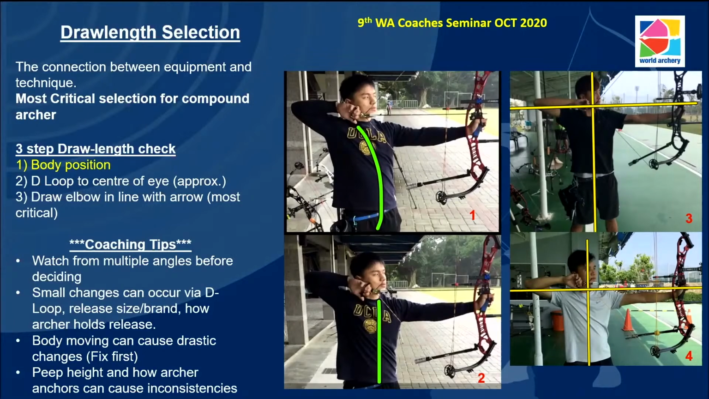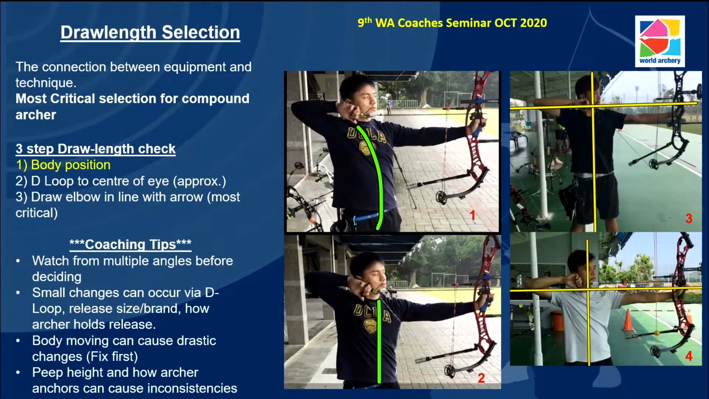The 3 areas that I look for is that first, their body position. So this series of images is talking about the athlete's body position. You will see in image number 1 and number 2, the same athlete pulling back their bow. And you can see in image number 1 that that athlete has a bit of a sway or a bend in their body. And image number 2, they have their body nice and straight.